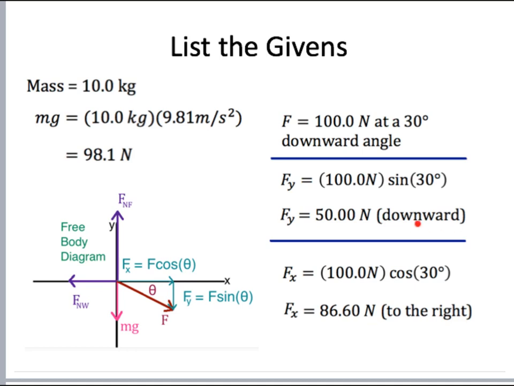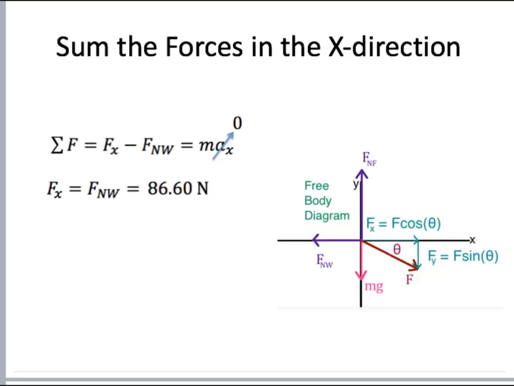And I can note the directions here, so I could have easily called this minus 50 if I wanted to, or I can just note that it's downward, so I know that I've got the direction. This is 86.6 newtons to the right. I know that's going to be in the positive direction, so I can apply those into my summation. So let's do the sum of the forces in the x direction. There are only two. There's this Fx, which is F cosine of theta, and that was the 86.6 newtons. And then we have the normal force with the wall, which is in the negative x direction.